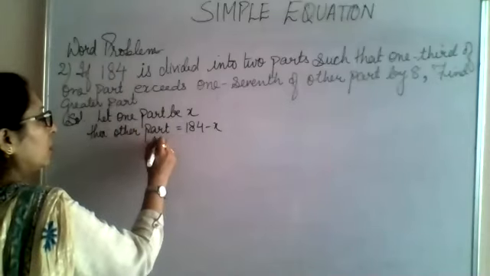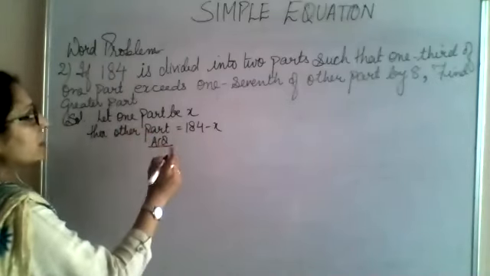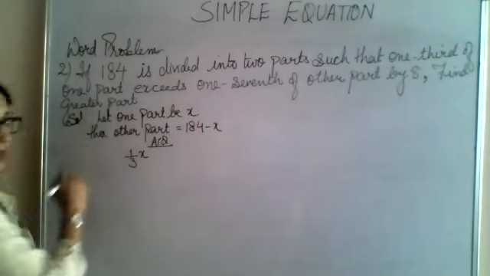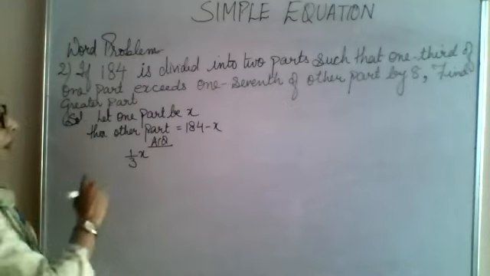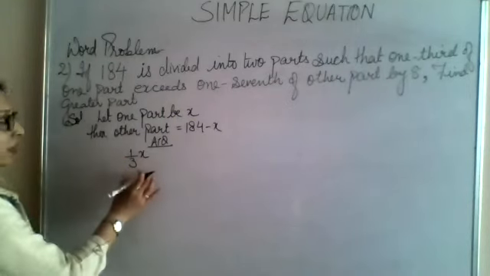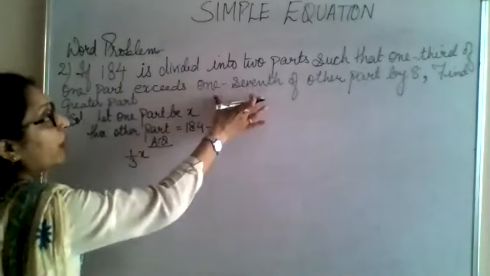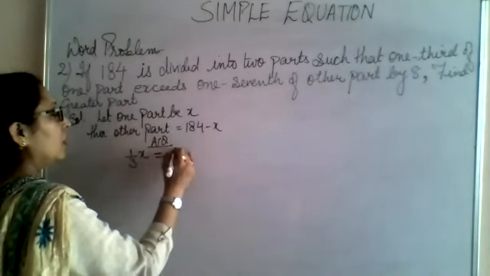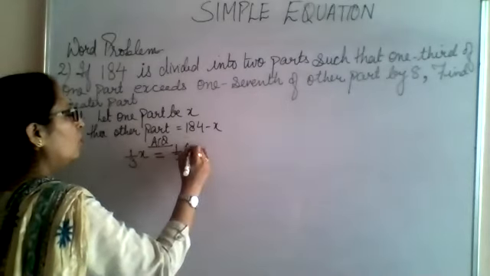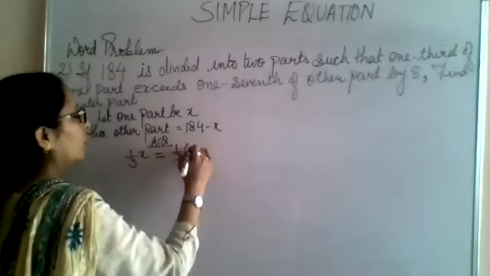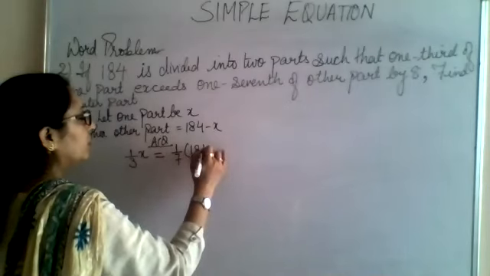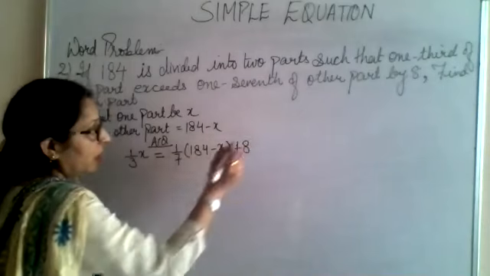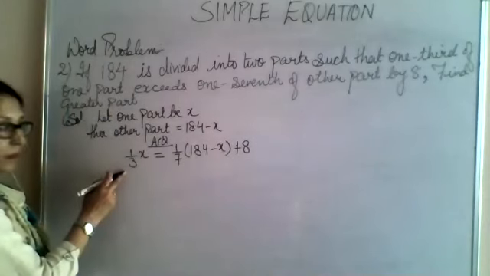According to question, it says 1/3 of one part means 1/3 of x. I have written like this. Exceeds means bada hai. This is greater. Then 1/7 of other. If you will add, two ways are there. You can do like this. Because if you will add to it 8, 1/3 will come.